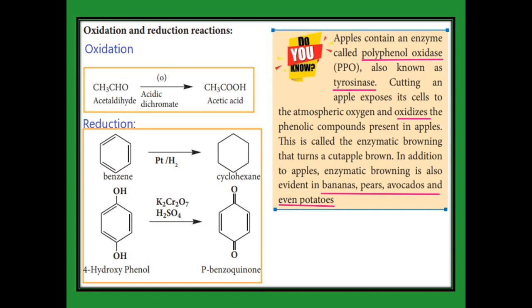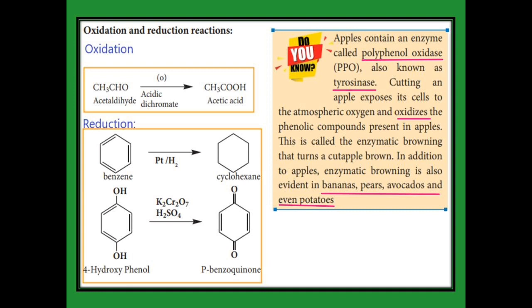The next one, 4-hydroxyphenol, the fourth carbon containing hydroxy, so it is called 4-hydroxyphenol. When acidic potassium dichromate is added, it gives benzoquinone. Here also the double bond becomes a single bond. When the hydrogen is added, the double bond becomes a single bond. So it undergoes reduction.